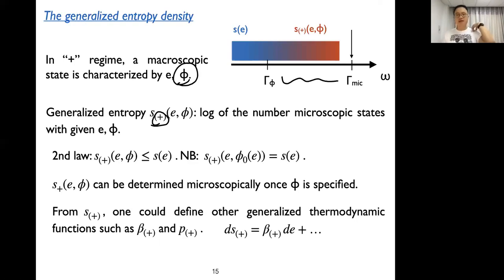We can impose a first constraint based on the second law of thermodynamics, namely that the entropy plus should always be smaller than the conventional entropy. And you can see that the equal sign is achieved if the phi mode is equilibrated. I will give you examples in which this generalized entropy can also be determined from some microscopic considerations. Another thing I want to mention here is that we can also introduce other generalized thermodynamic functions such as the generalized temperature, beta plus, as well as the generalized pressure, denoted by pressure plus here.